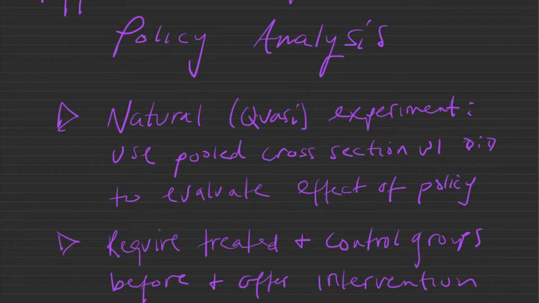operate. An example of this method might be to look at what the effect of the Affordable Care Act had on healthcare consumption. So you had a change in government policy, and we want to know how that change in government policy affected how people consume healthcare. We require treated and control groups before and after the intervention.